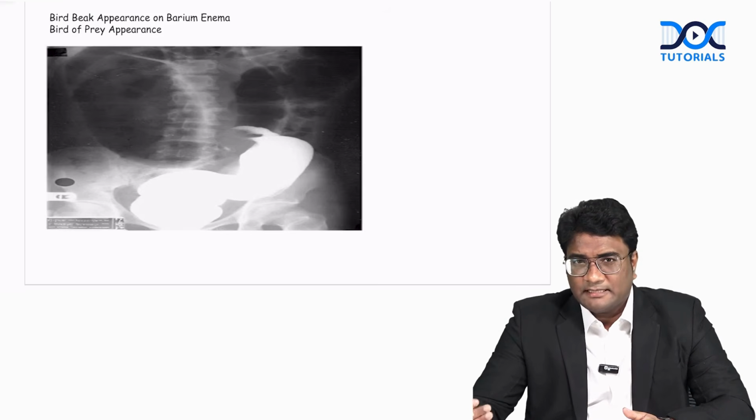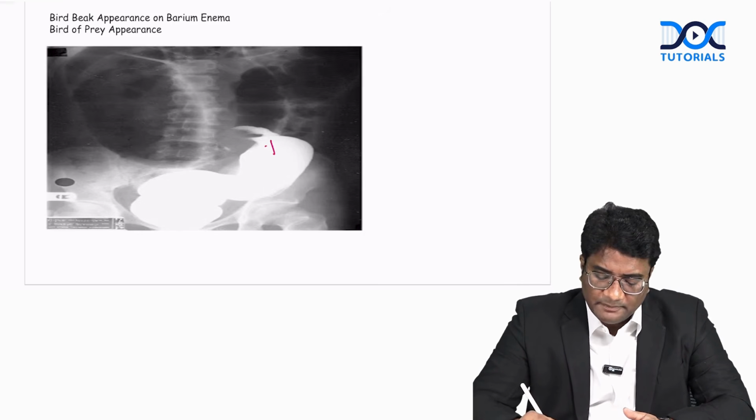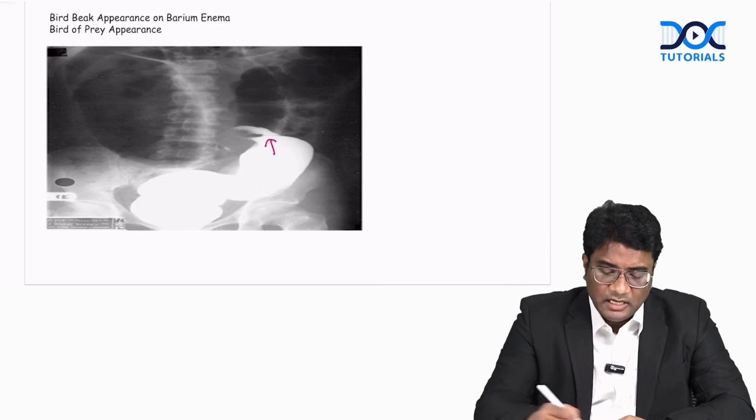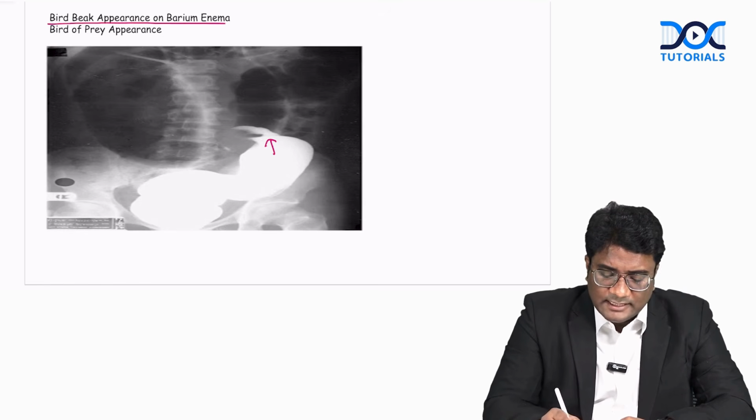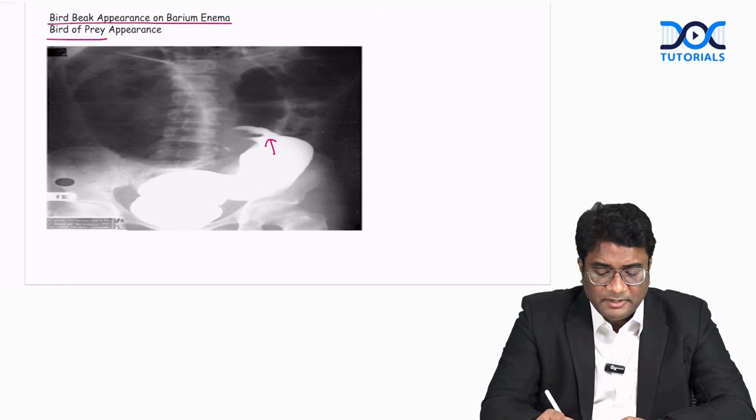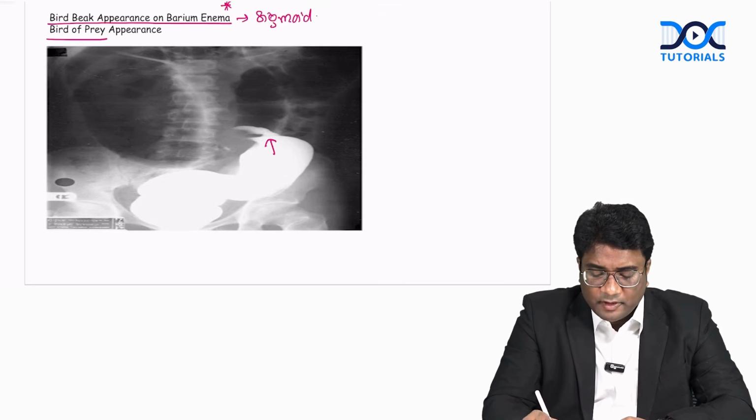Also remember, in sigmoid volvulus, when you do a barium enema, you see a bird beak like tapering on the barium enema. So be careful. Bird beak appearance, also called bird of prey appearance on the barium enema, is a feature of sigmoid volvulus. Sigmoid volvulus.